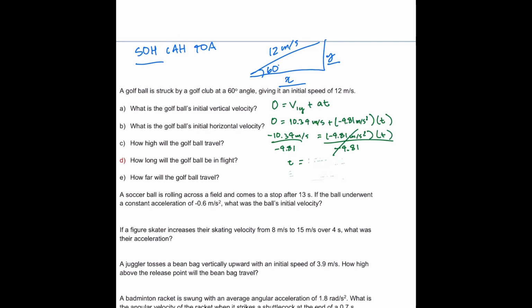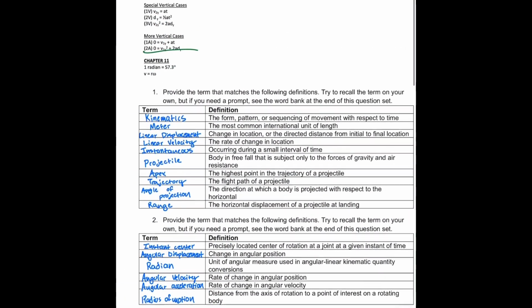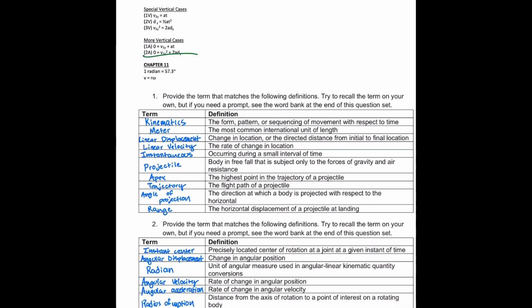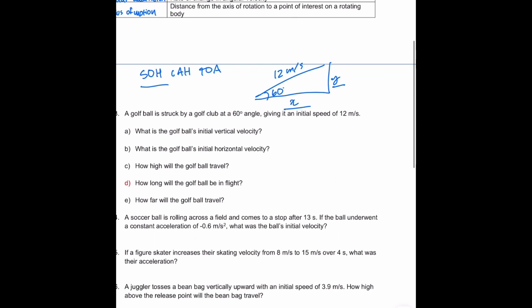Now, when we're talking about part E, this one is asking us how far will the golf ball travel? So when talking about how far, in this case we're not really looking at the vertical components, we're more so looking in the horizontal direction or horizontal dimension. So when looking back at our equations, when we're looking at the special horizontal cases, it's going to be 2h. So in this case here, we just go ahead and plug this into our equation.